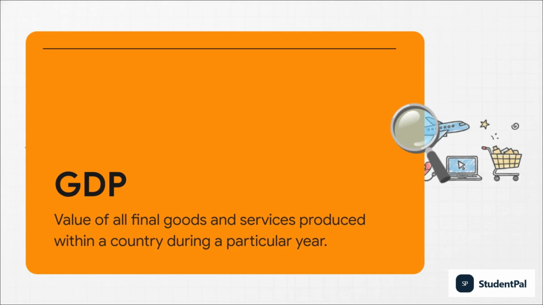When you add up the value of all final goods and services produced in the primary, secondary, and tertiary sectors during a particular year, you get the gross domestic product, or GDP. It's basically the ultimate scorecard showing just how big a country's economy really is.